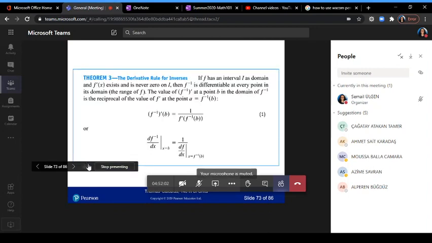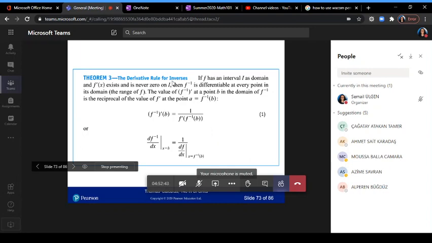Okay, linearization and differentials. First of all, in this section the most important thing is how you would find the derivative of an inverse. This formula, shown as 1, is very important. If we have a function f, and f is differentiable, and the derivative is never 0 on a given interval, then f inverse is differentiable at every point in the domain. Okay, let's explain.